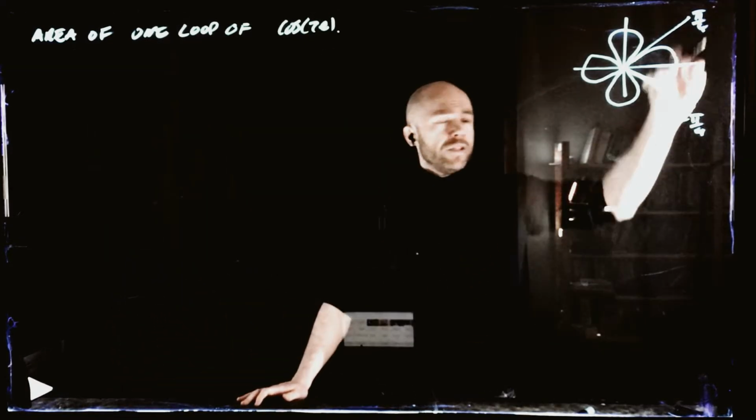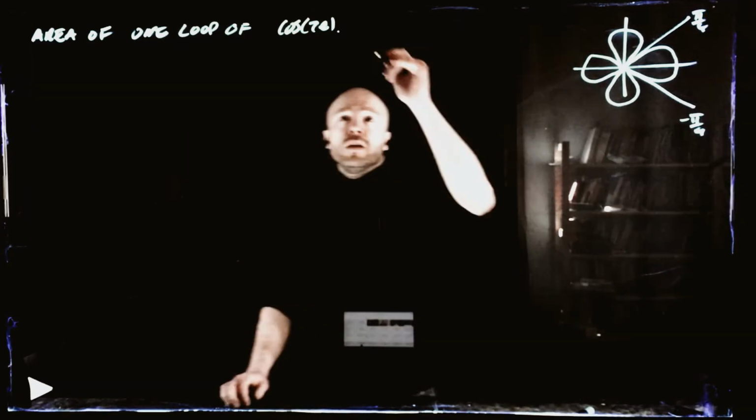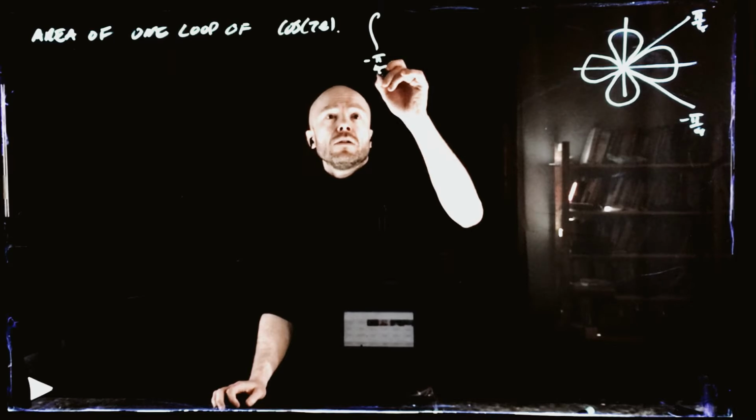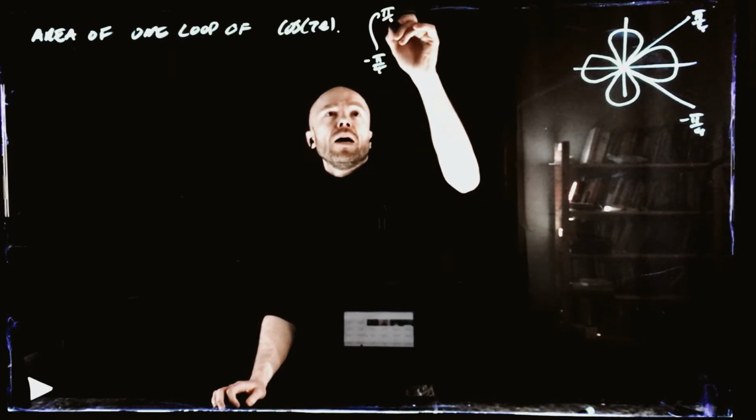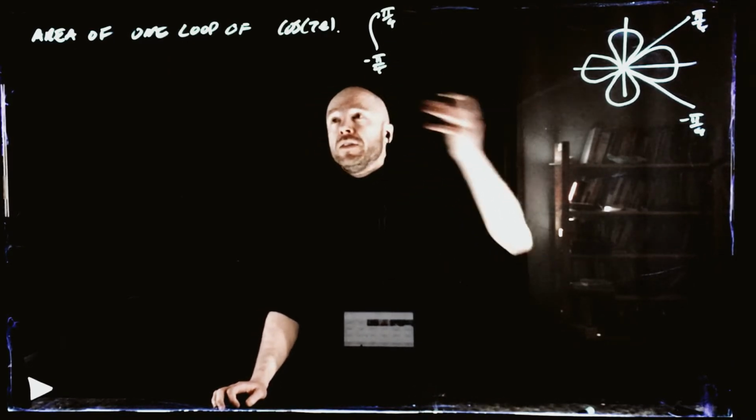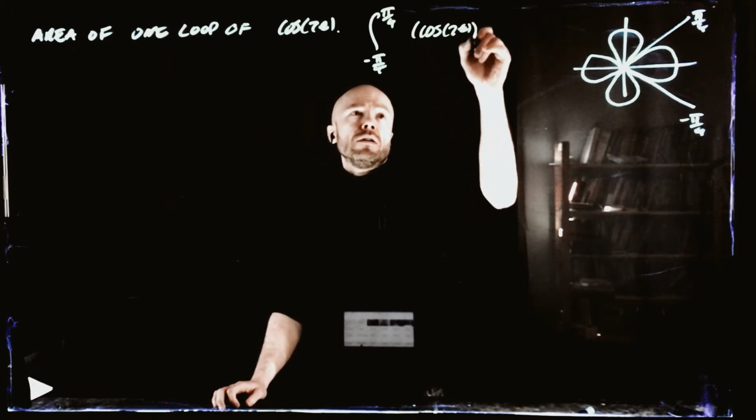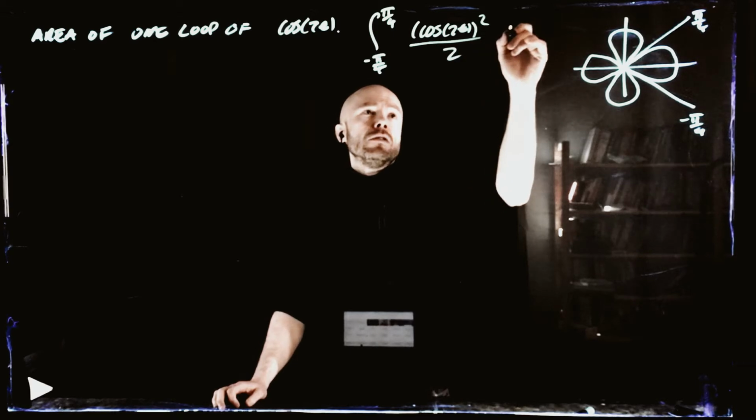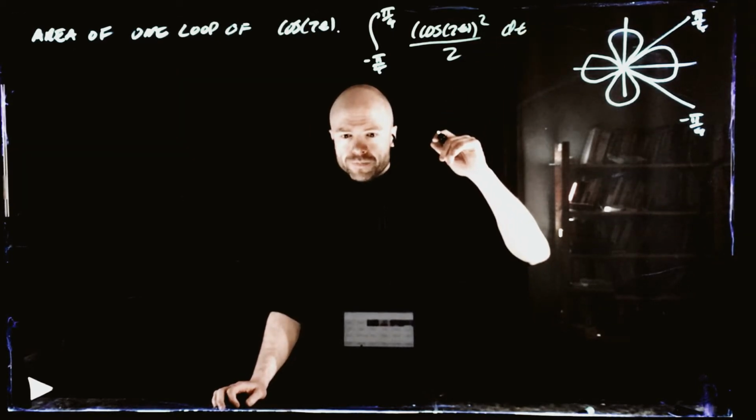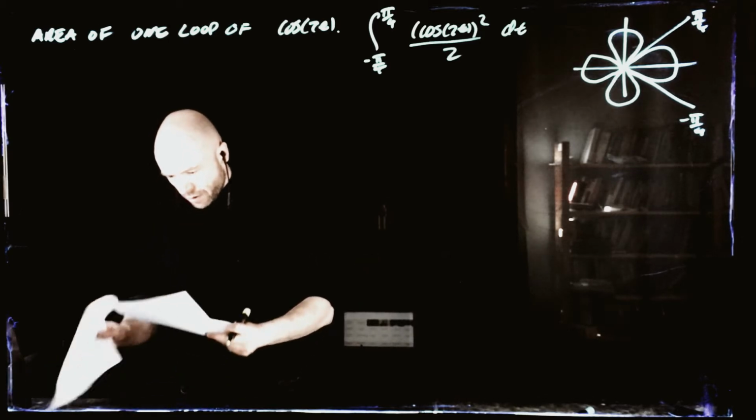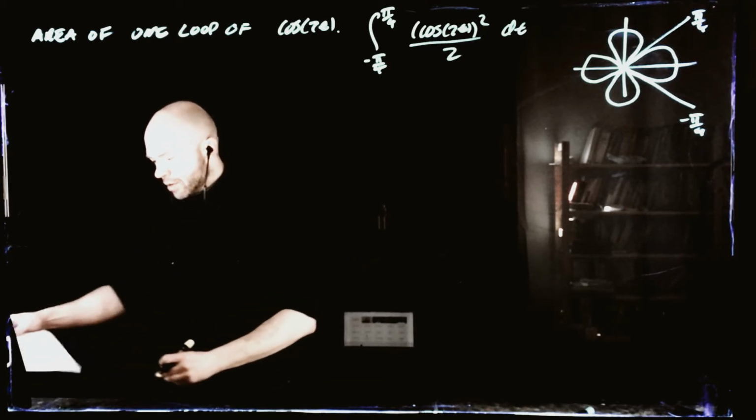Okay, so this is the thing we have to do. We're going to take this particular loop, so we just have to set up the integral, right? So the integral is going to go from minus pi over 4 to pi over 4, yeah? And then this expression, cosine of 2 theta, squared over 2 d theta, yeah? And that's it. So we just need to explicitly carry out this integration.